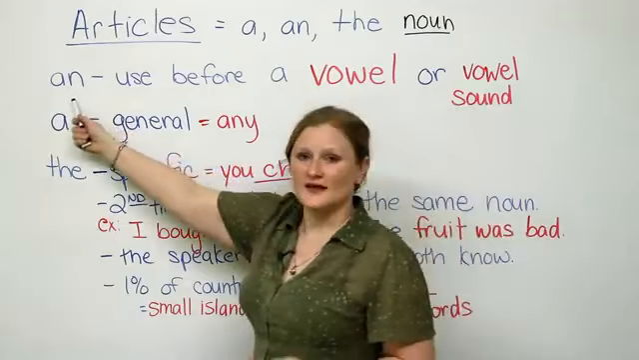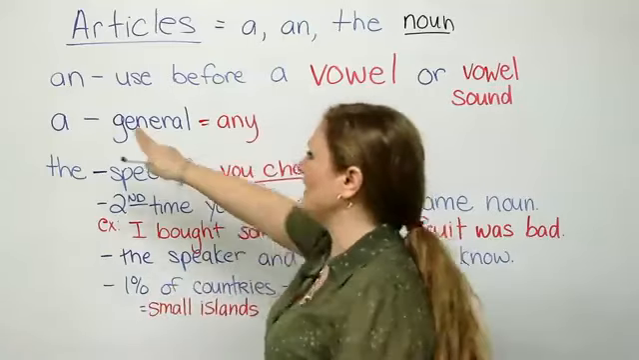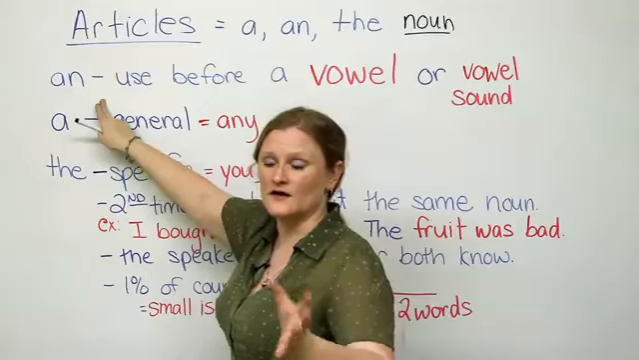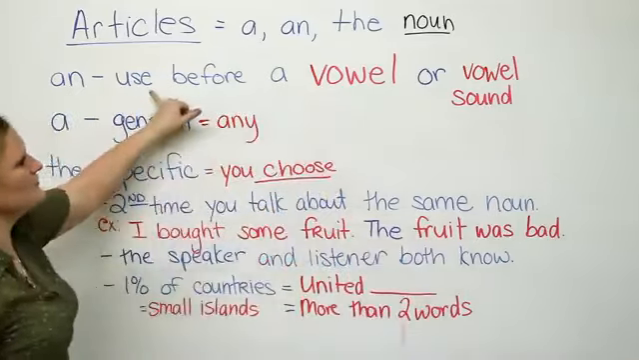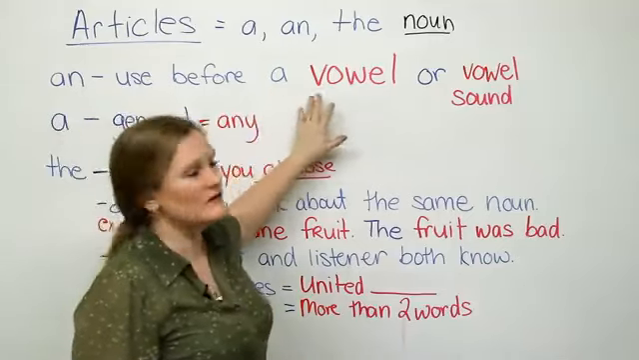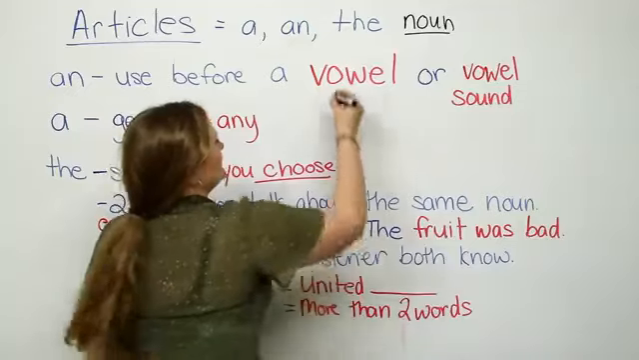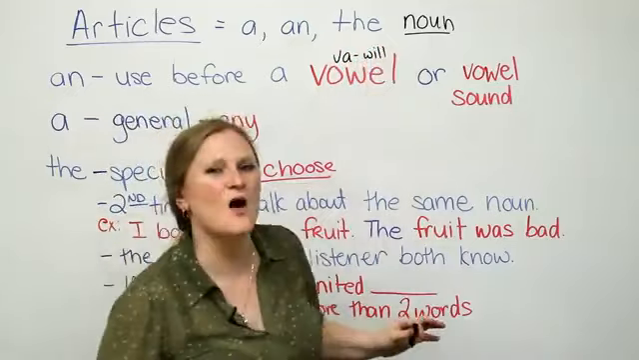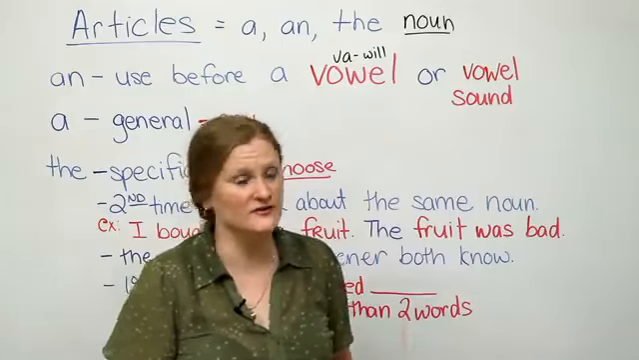The first one is an. An's easy. It's the easiest. We'll do this one first. An is used with a singular noun, it's an article, and we use it before a noun that starts with a vowel. Now, the pronunciation of this word sounds like vowel.